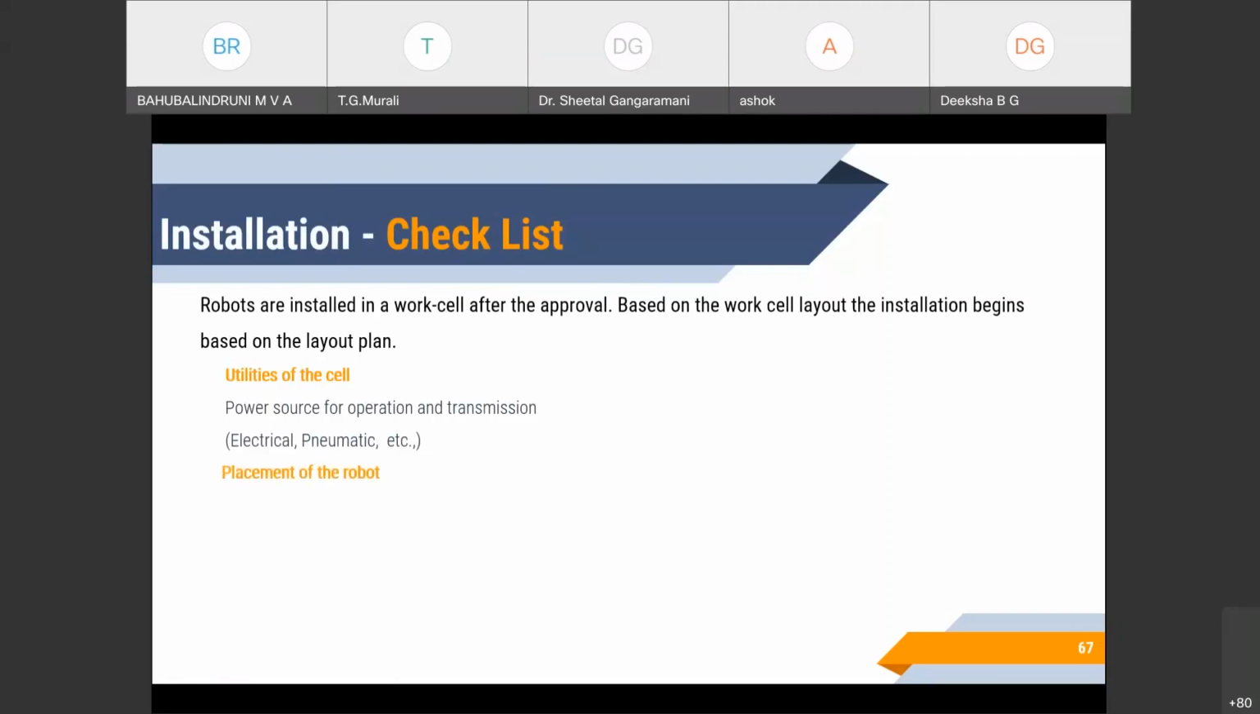The second thing is the placement of the robot. An industrial robot generally works in coordination with many other equipment like conveyors, production machines, fixtures, and tools. So where exactly you are supposed to place the robot, so that the material transfer from the robot to the other parts of the machinery is optimized. Based on that, we are going to decide the placement of the robot.